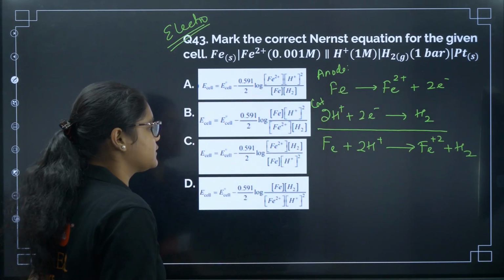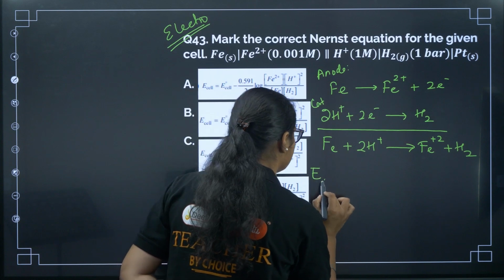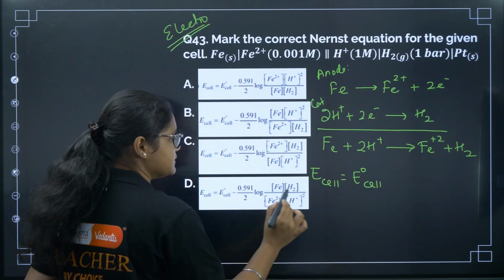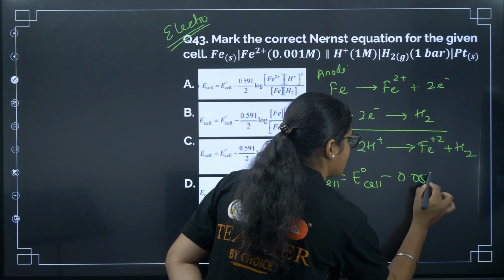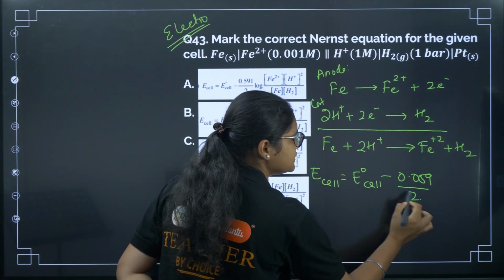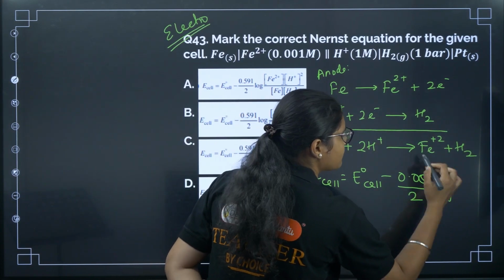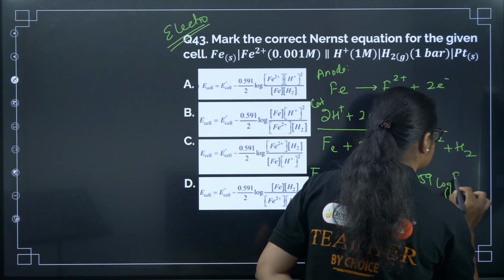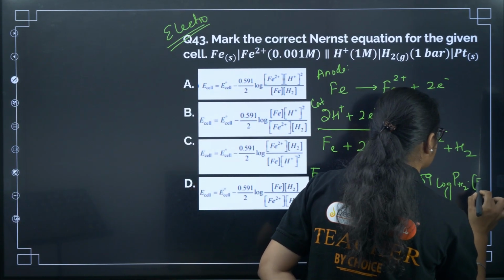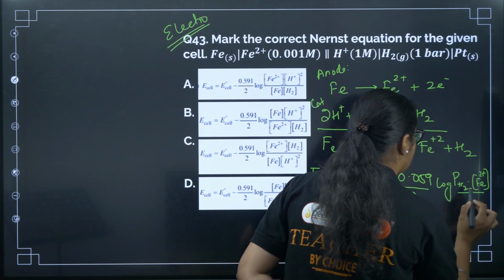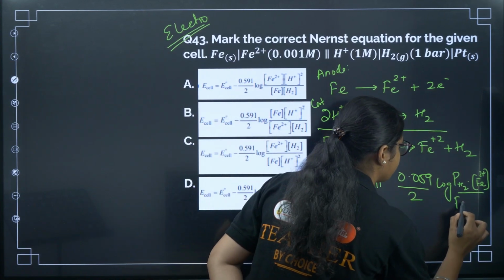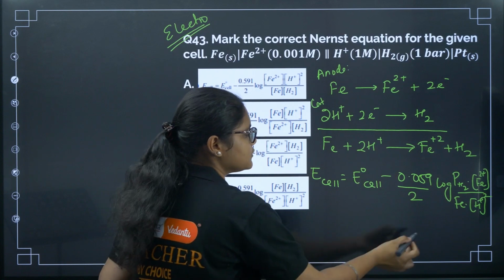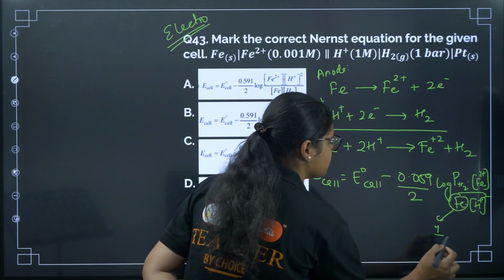Right. Now the next equation: E of the cell is equal to E naught of the cell minus 0.059 by the number of electrons used, which is 2, times log of product concentration by reactant concentration. In the product, what is there? Pressure of H2 and concentration of Fe2+, and on the reactant side we have Fe and H+ square. This Fe concentration is taken to be 1.